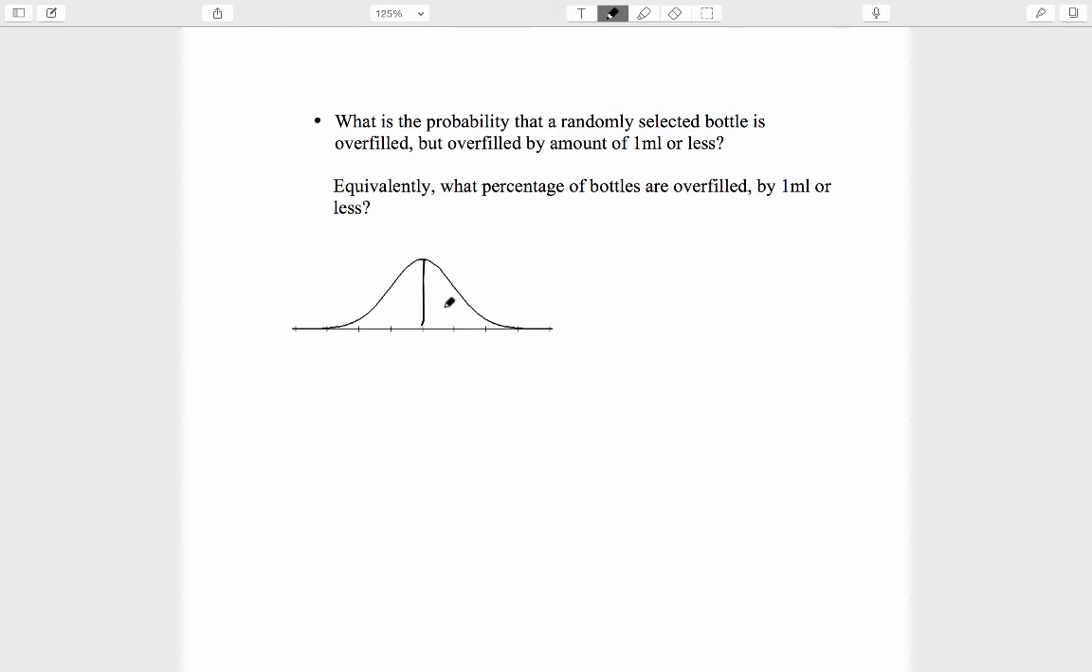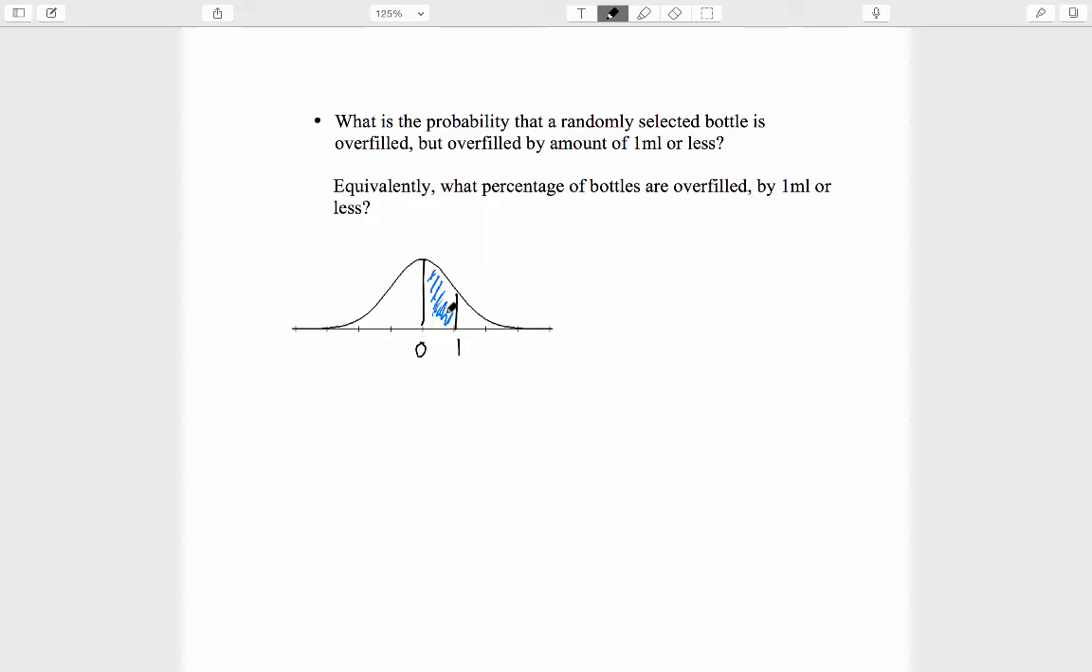It is strongly recommended before solving problems like this, involving the normal distribution, to draw a sketch first. This is exactly the region between the mean, 0, and 1 standard deviation above the mean. These are bottles which are overfilled, so we're shading in a region to the right of the mean, but the amount by which they're overfilled is 1 milliliter or less.